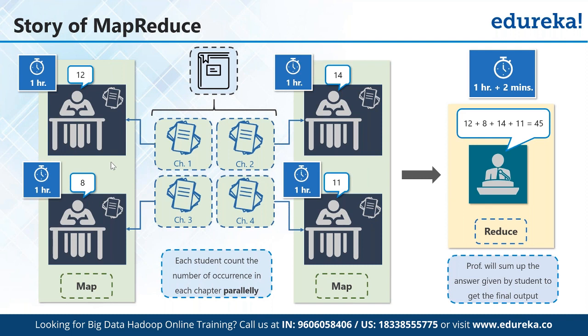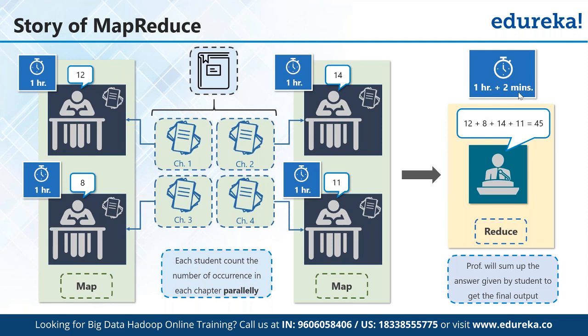And it just took 1 hour, because the 4 of them are working in parallel. In 1 hour, the first one tells 12, the second one 14, the third 8 and 11. This is the map phase, where you are doing the job in a distributed way. And finally the reduce phase would be what? All of them will be summed up, and you'll get the answer. All of these individual counts will go to the reducer, and you will sum them up.